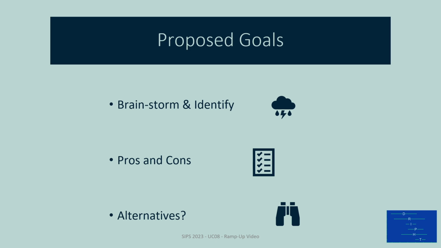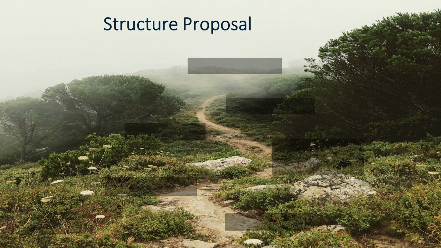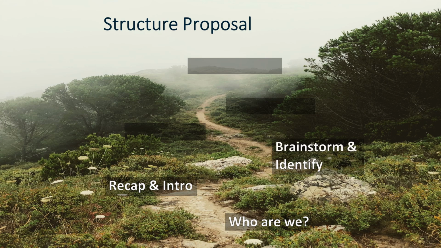Initially, we would like to structure the unconference as follows. First, who are we? Second, recap what do we mean by standardization? Third, brainstorm and identify with pros and cons of standardization procedures, then alternatives, and lastly, look at potential future plans. But clearly, everything is very open, and we are looking forward to your ideas and discussion topics.